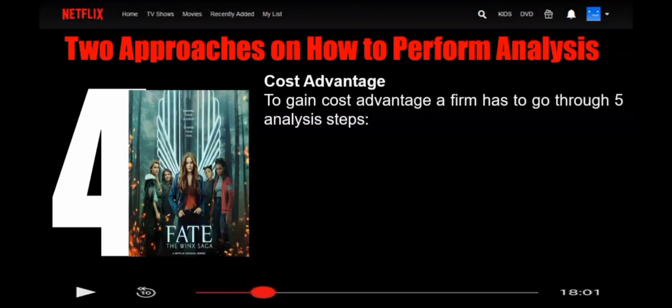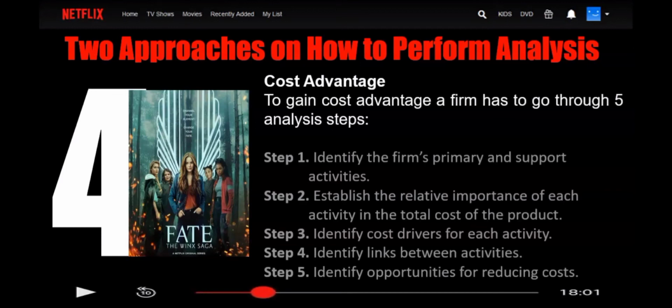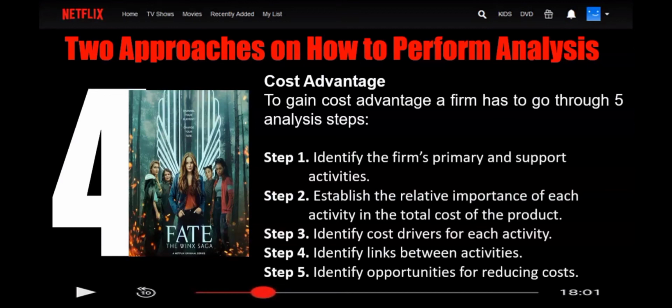To gain cost advantage, a firm has to go through 5 analysis steps. The first step is to identify the firm's primary and support activities. All the activities from receiving materials up to the after sales of the product have to be clearly identified and separated from each other. This requires a sufficient knowledge of the company's operations because value chain activities are not organized in the same way as the company itself. The managers who identify value chain activities have to look into how work is done to deliver customer value.